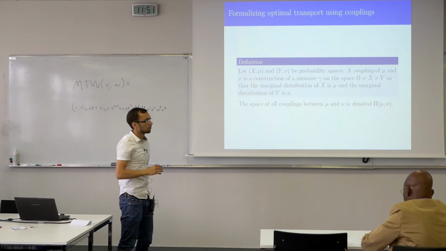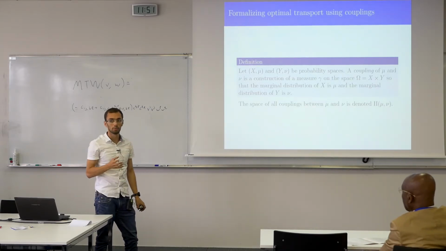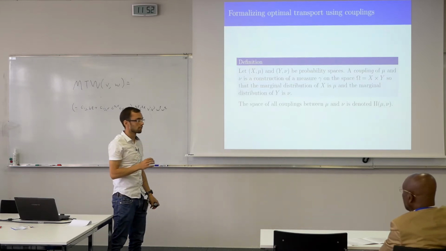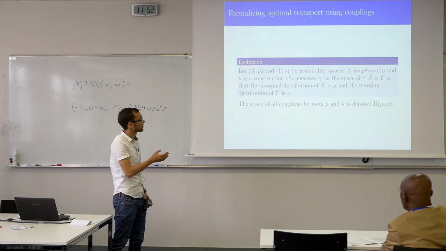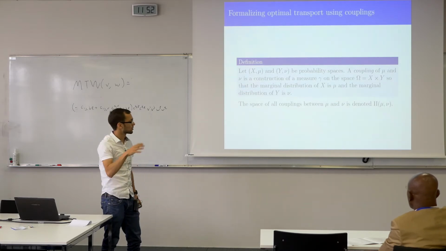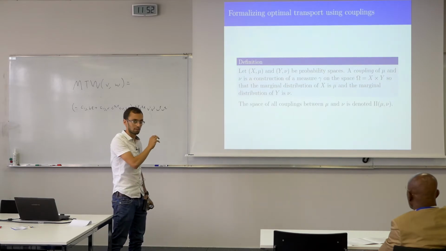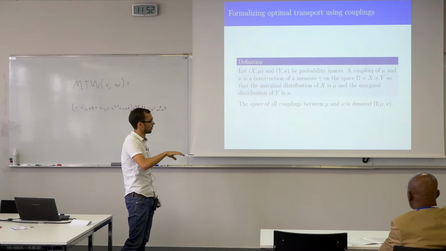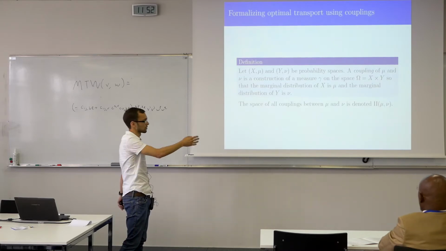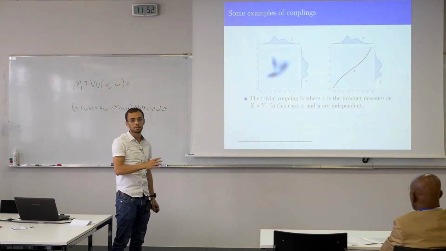Okay, so to formalize this problem, we're going to want to use the notion of a coupling. So what we do is that we take x and y as probability spaces, and then we put a measure on their product so that the marginal on x is our original measure and the marginal on y is our target measure. And then we denote the space of all couplings. So here's some pictures of some couplings.